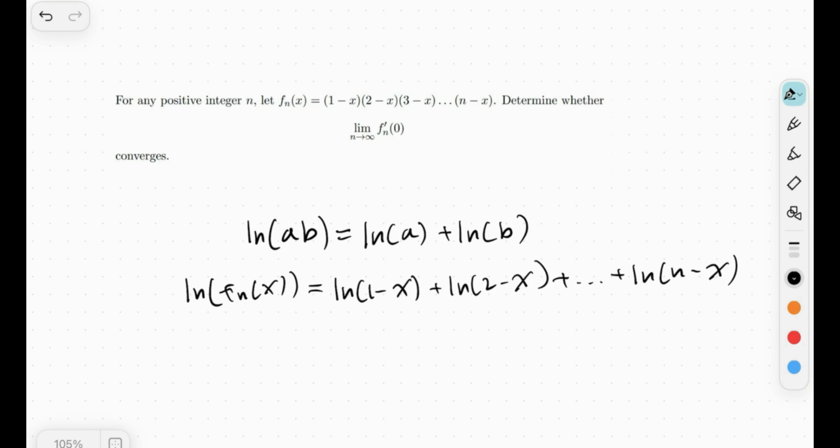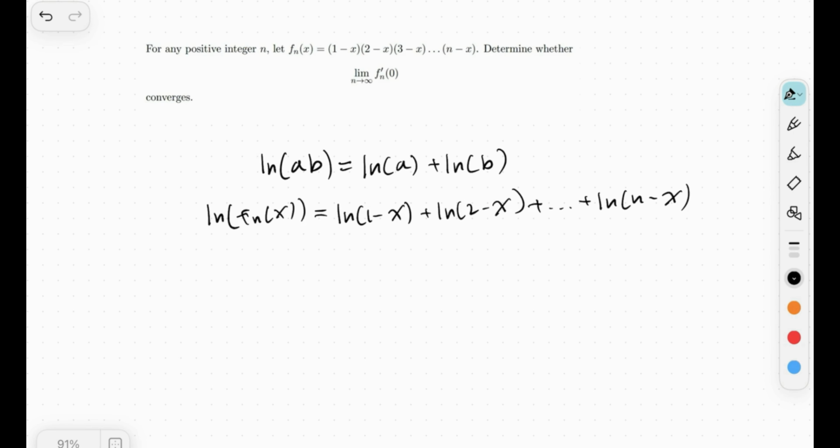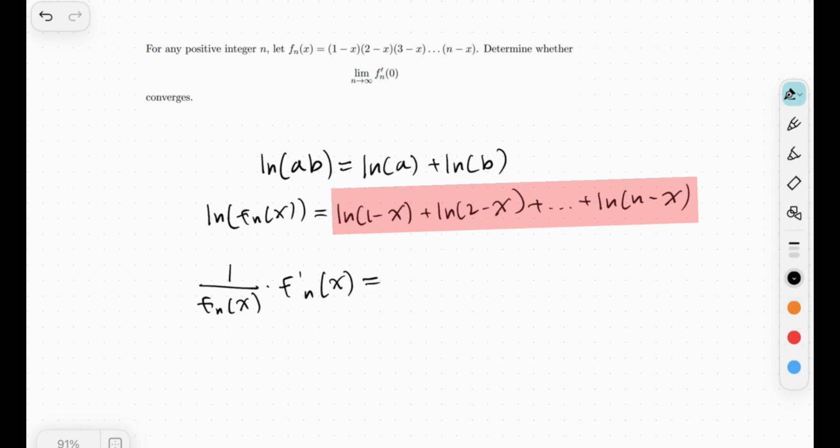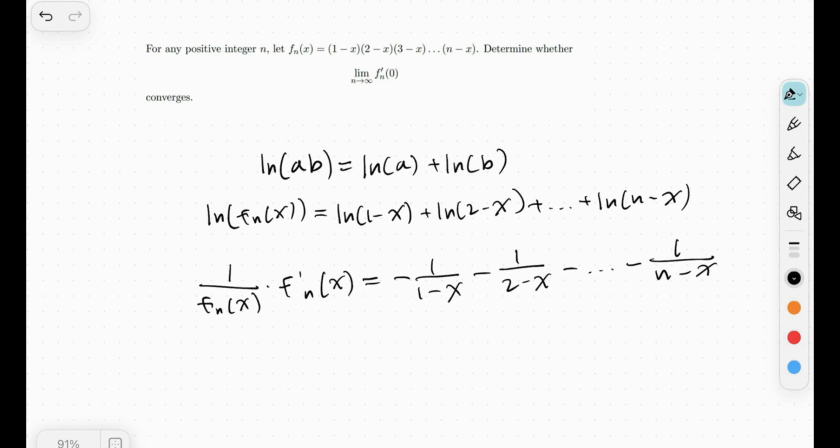Anyways, moving on. Right now, as you can see, we have this expression, and we can use implicit differentiation with respect to x on both sides, right? So differentiating this, we get 1 over f sub n of x, and then using chain rule, f prime sub n of x, and then we differentiate this side term by term. So we get negative 1 over 1 minus x, minus 1 over 2 minus x, and then minus all the way to 1 over n minus x, right? So now, notice what we have here.